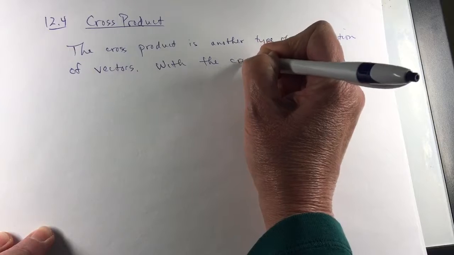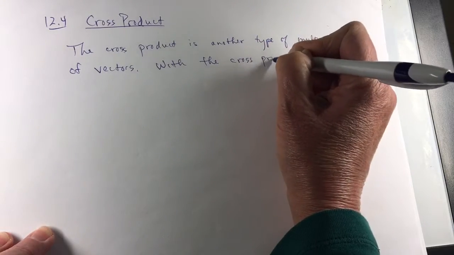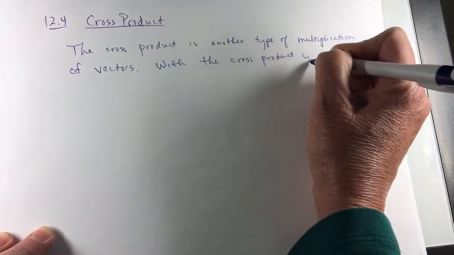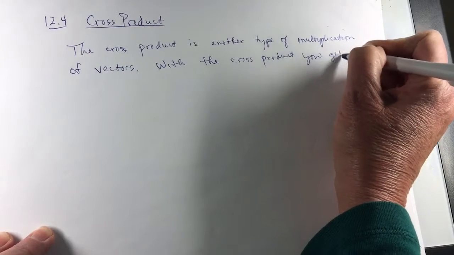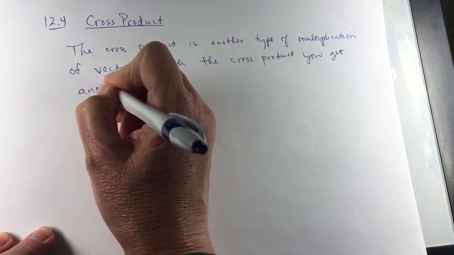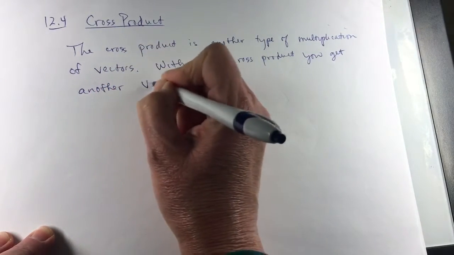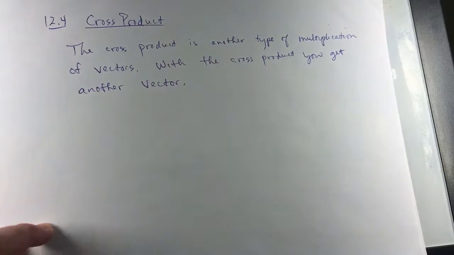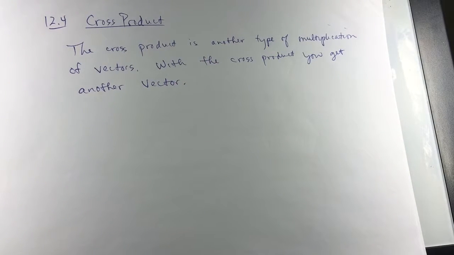With the dot product, we got a scalar, a single number. With the cross product, you'll get another vector. Here's the definition of the cross product.